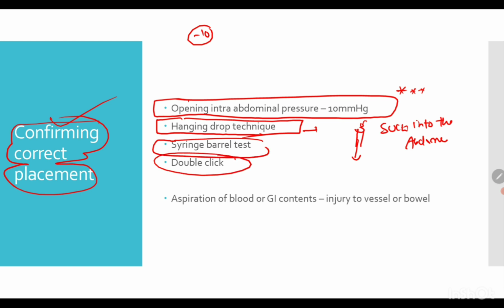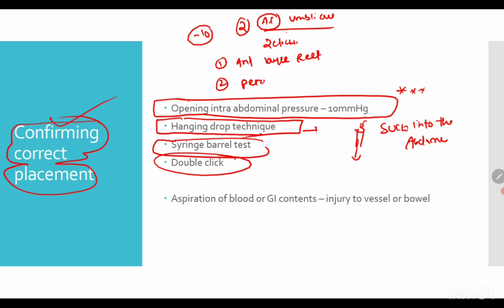Double click sound. We always know the clicks while inserting, due to loss of resistance. If you insert at the level of the umbilicus, there will be two clicks. Why? Because there is the anterior layer of the rectus sheath and the peritoneal layer. So in that case there will be only two clicks.